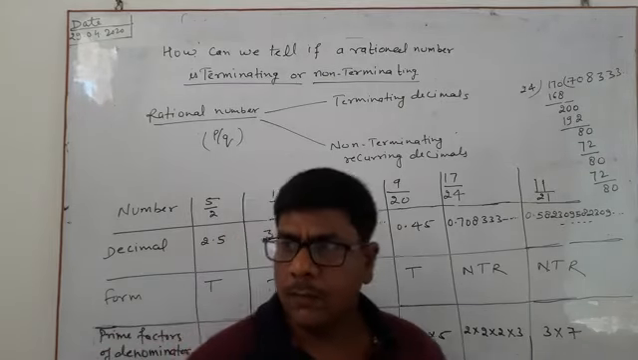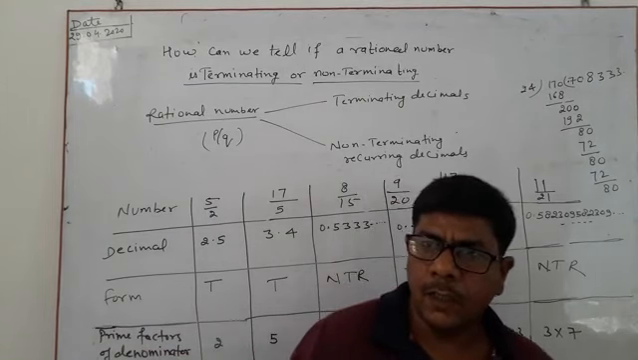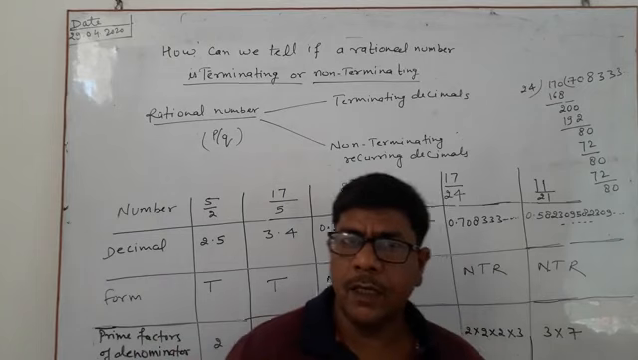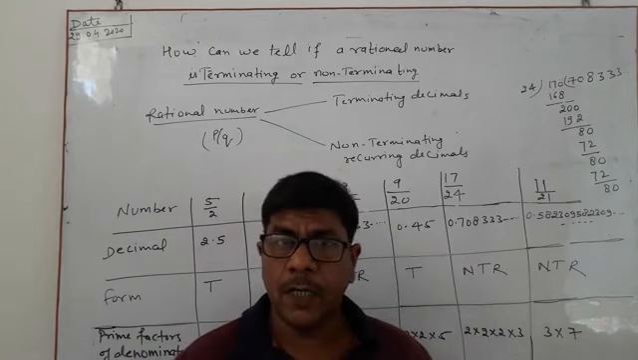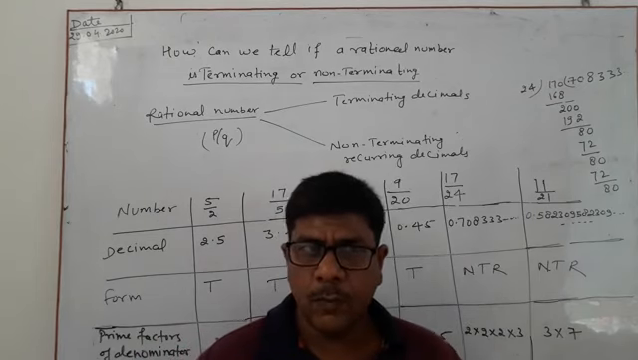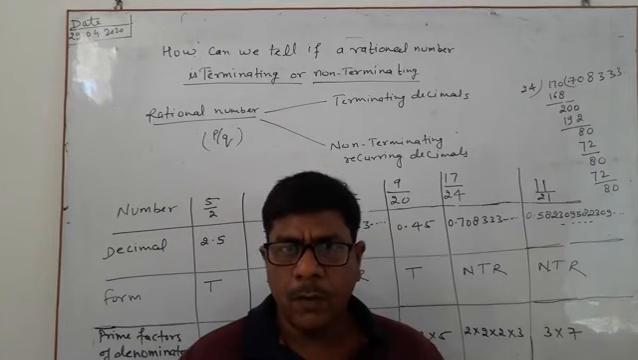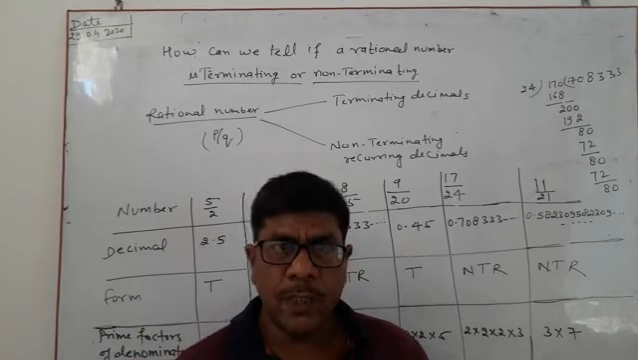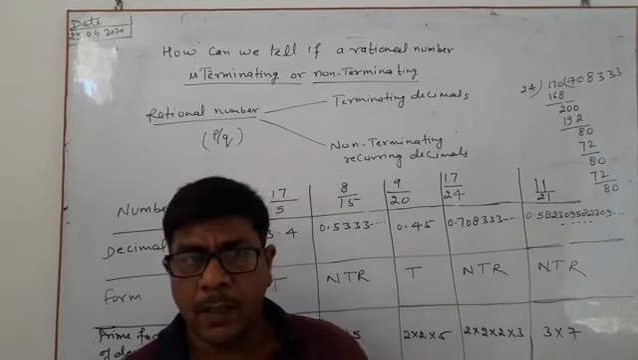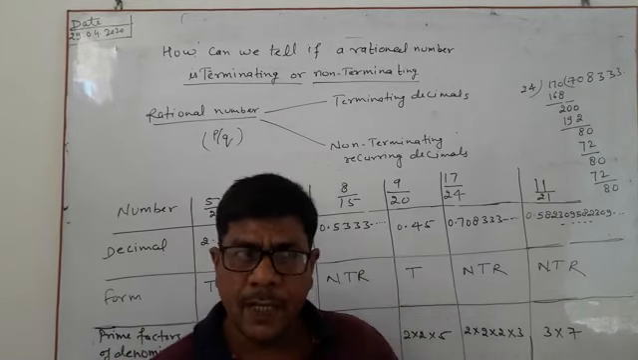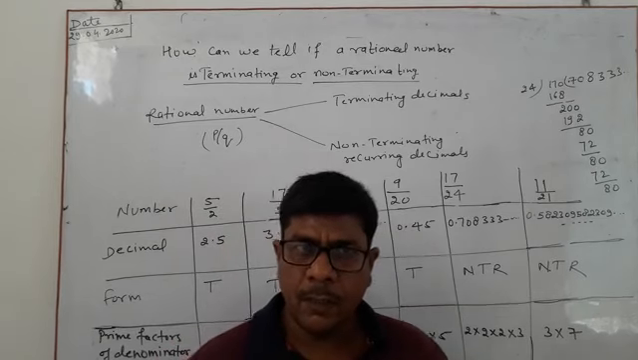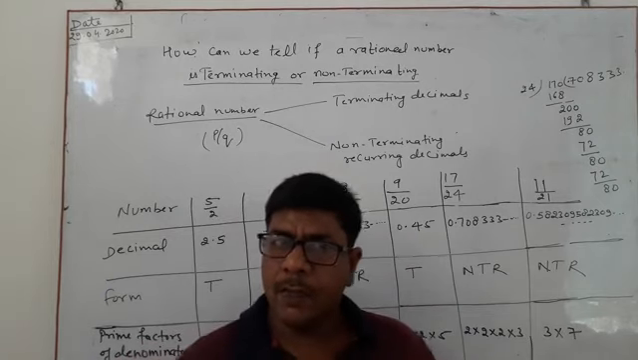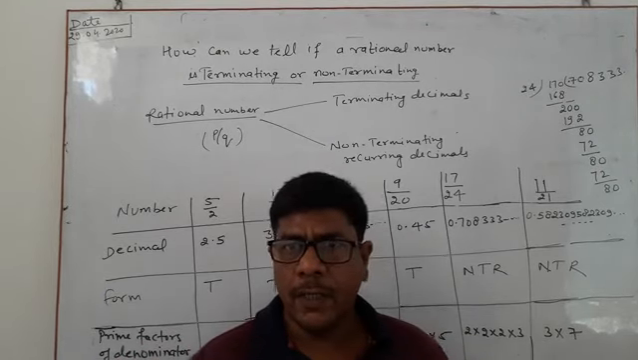Now today one of the most interesting topics is how can we tell if a rational number is terminating or non-terminating without actual division. Without actual division means we already know about terminating and non-terminating decimals, and we can explain them by the long division method. But here, without actual calculating, how can you tell if a rational number is a terminating or non-terminating decimal?